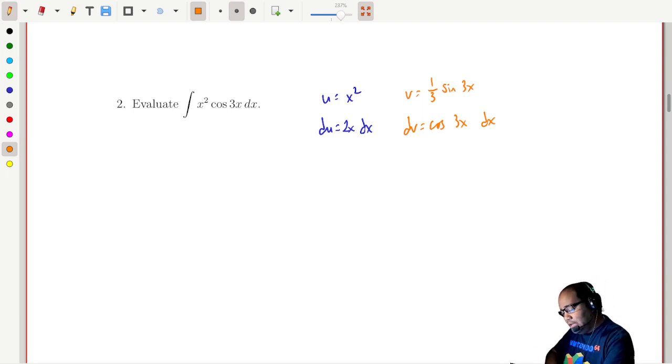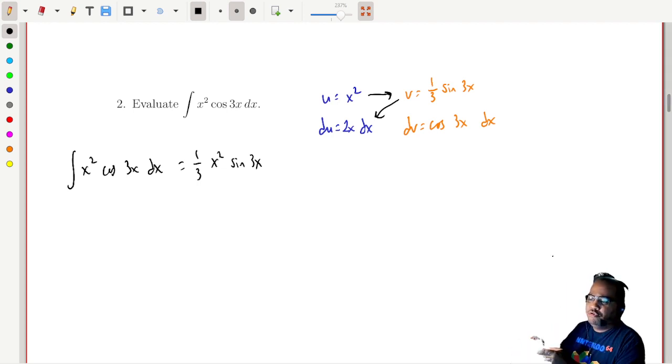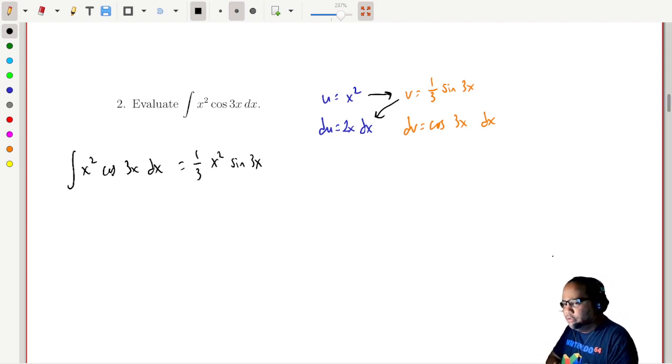Okay, and now follow the path. u times v, minus the integral of v du. Let's start again. The integral of x squared cosine 3x dx is equal to u times v, 1/3 x squared sine 3x. It's a little more customary to put the polynomial stuff in front of the trig. Same for exponentials. Minus the integral of v du.